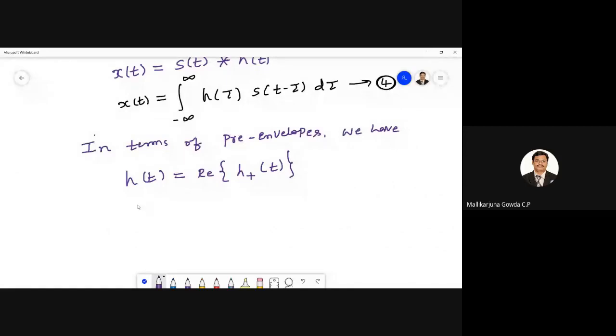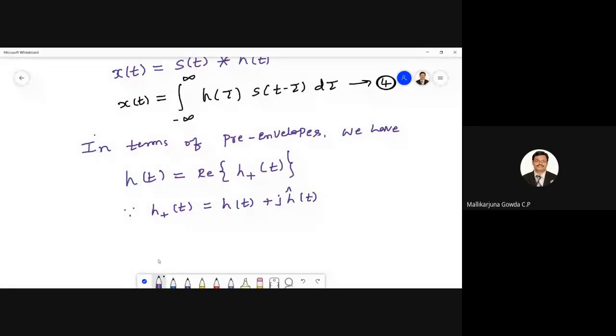Because I can define the pre-envelope of the given signal, h plus of t is equal to h of t plus j into h hat of t. You all agree with me on this? Because in the previous case, I might have taken s of t, that is s plus of t is equal to s of t plus j into s hat of t, I used to write. Here for impulse response, I am writing like this. Is it fine? Yes, sir. Thank you.